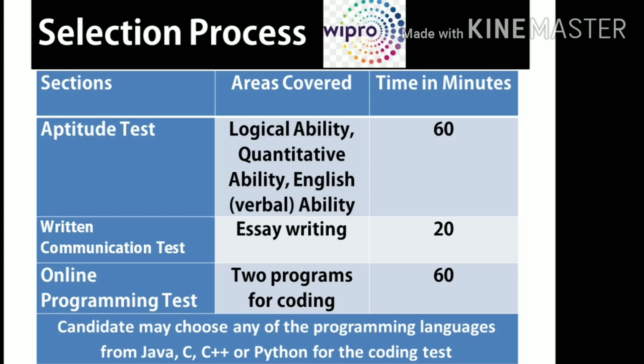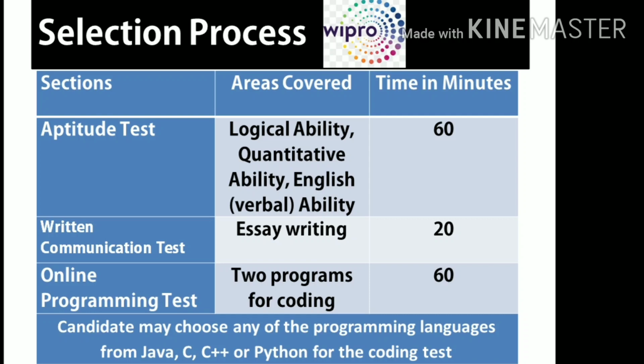So the aptitude test covers logical ability, quantitative ability, and English ability. Time allotted for this is not more than 60 minutes. The written communication test checks your linguistic competence, the way you organize your thoughts and sentences. There are 20 minutes to check your linguistic skills, how you write mails and how you write essays. So these things can be checked in this round, which is followed by the most important part, which is required for all software engineers, that is the programming round.